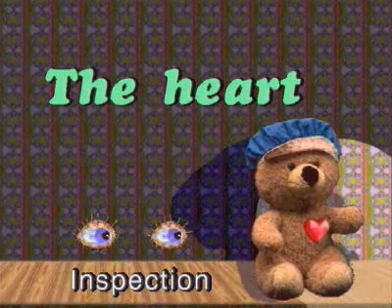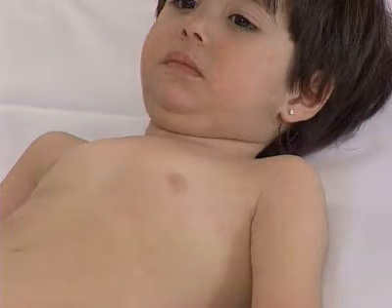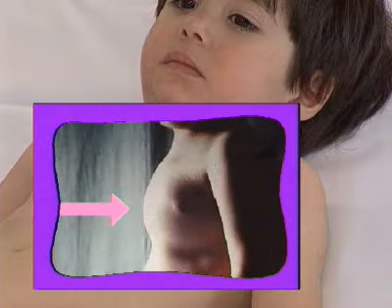Every examination of the heart begins by inspecting the thorax. Thoracic asymmetries must be noted. The chest may sometimes show a bulge over the heart, which indicates cardiomegaly.